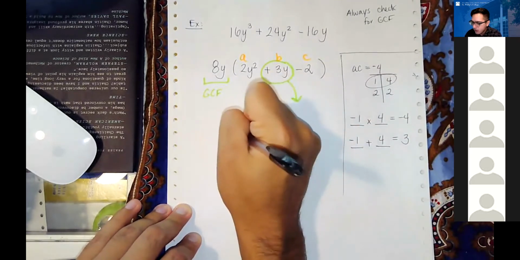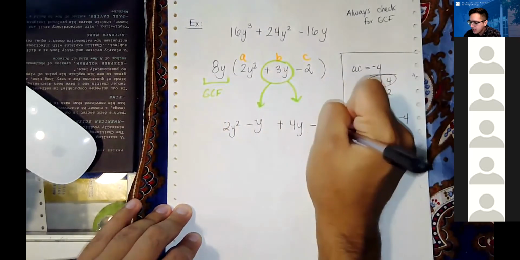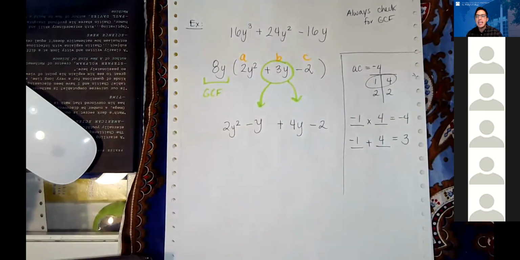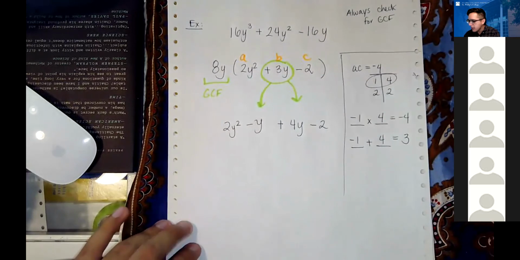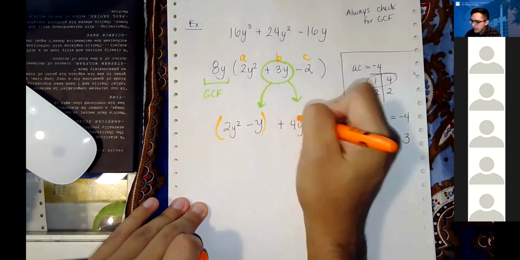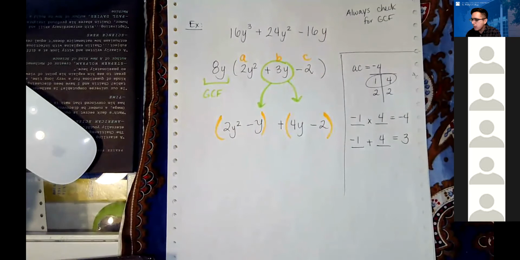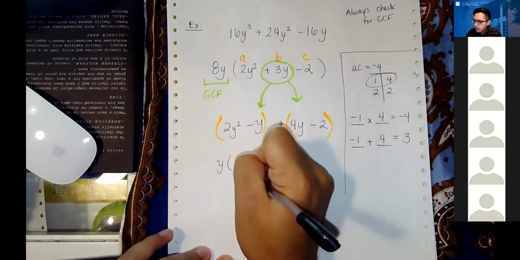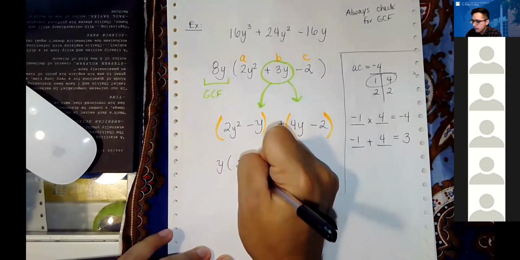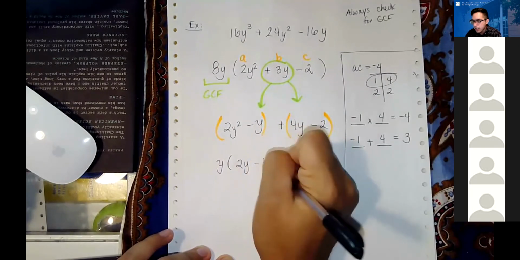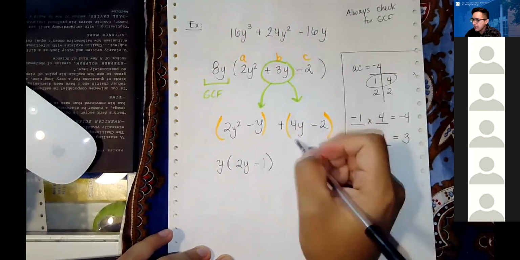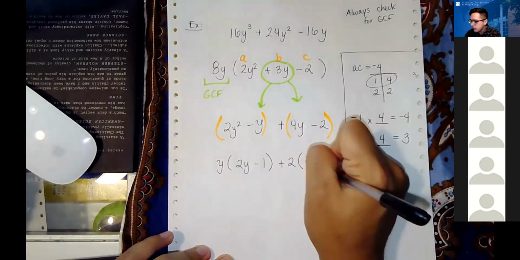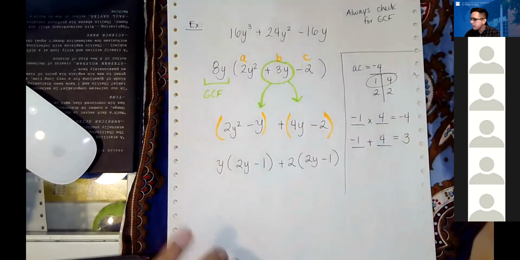We'll bring down our 2y squared and our -2 on the end. And I'm sort of going to let the GCF hang out, but we can't forget about that later. We'll throw some parentheses on this so that we can factor by grouping. These two guys have a y in common. So we'll have 2y minus 1 there. Then over here, these guys have a 2 in common, so a +2. And we should have a 2y minus 1 there as well.